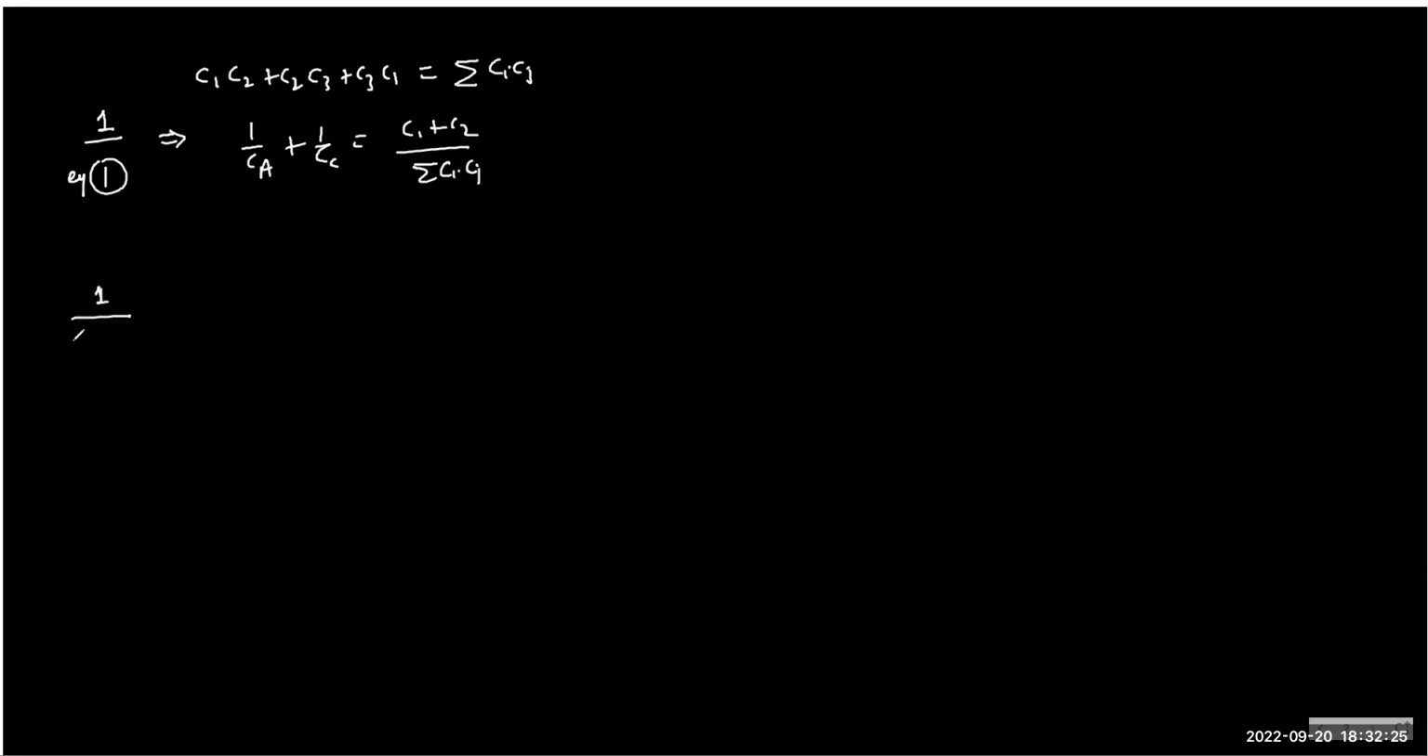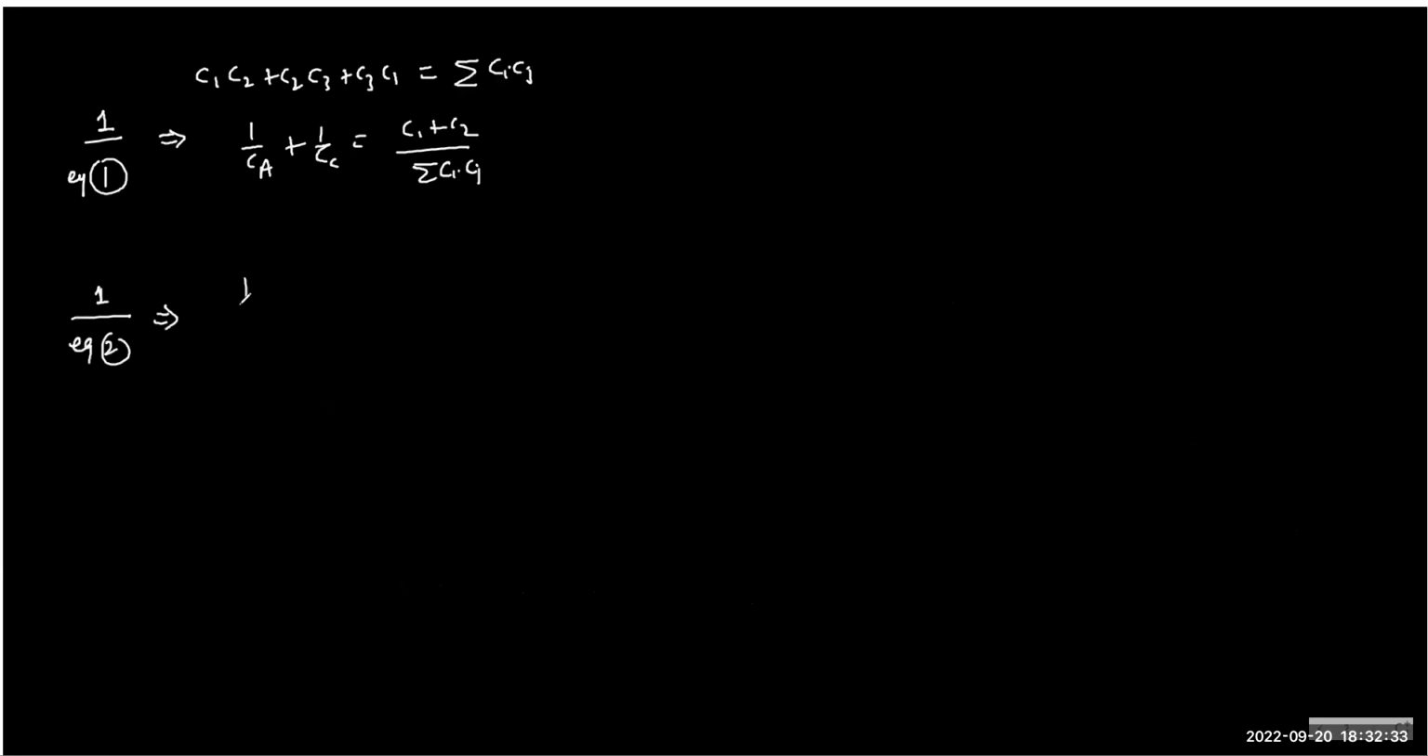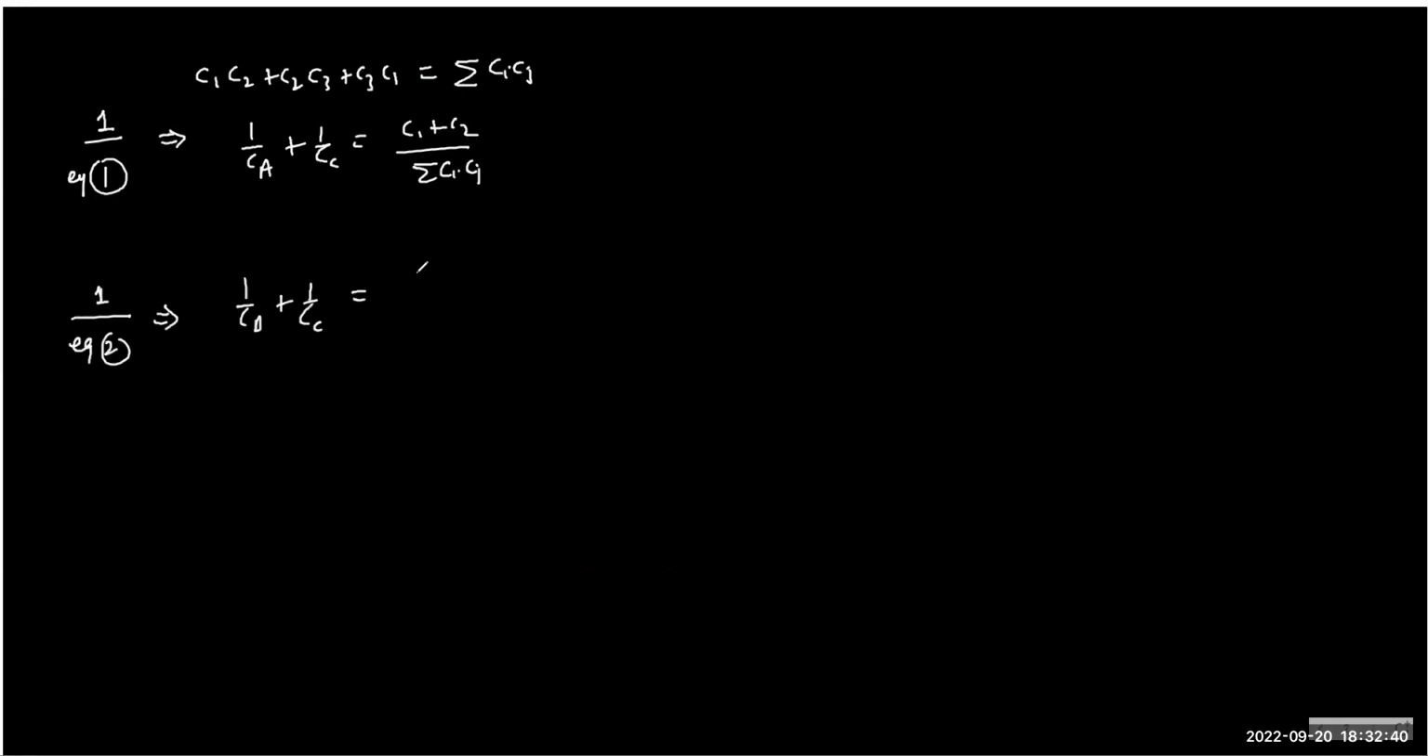1 upon equation number 2 will give you what? 1 by CB, 1 by C, and the numerator is how much? 2, 3 upon summation. In fact, I can just write summation. And 1 by equation number 3: AC, BC, whatever is left, AB. 1, 2, 2, 3, so 3, 1.